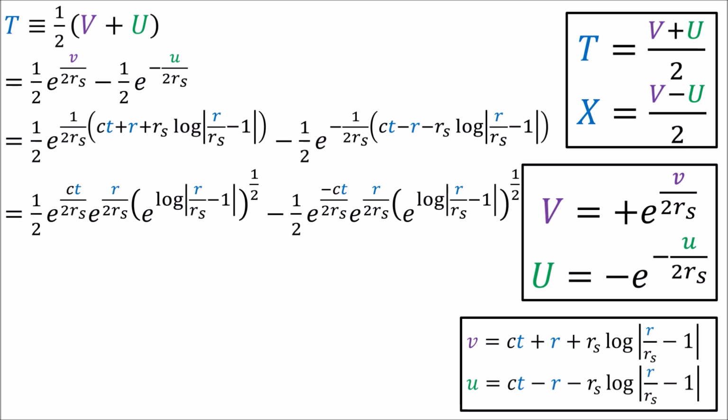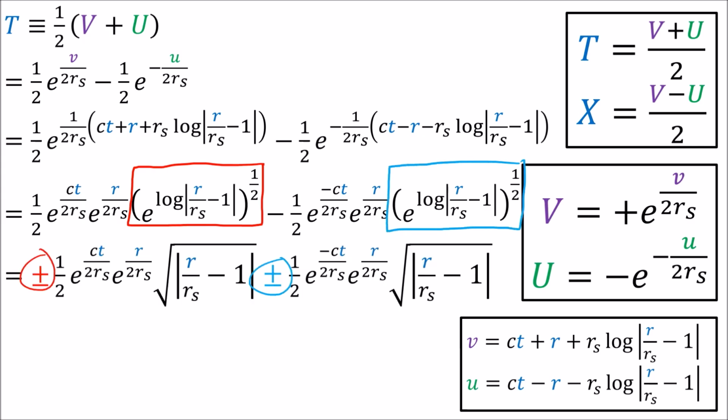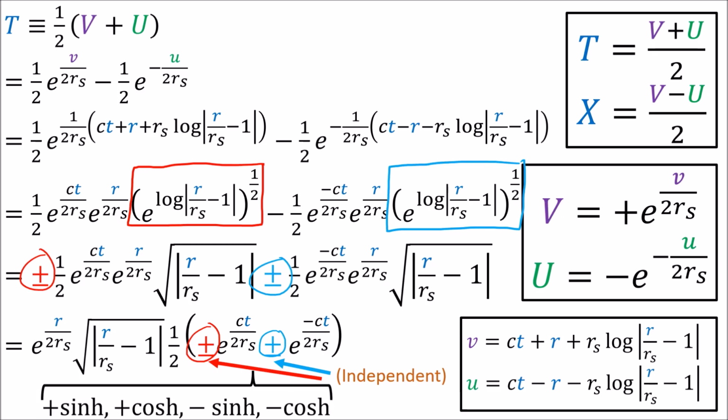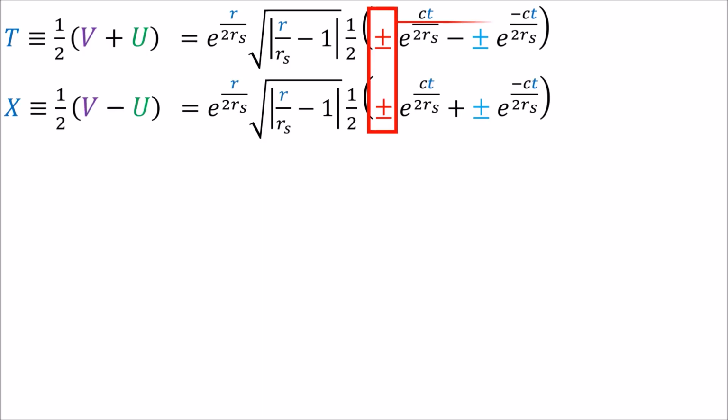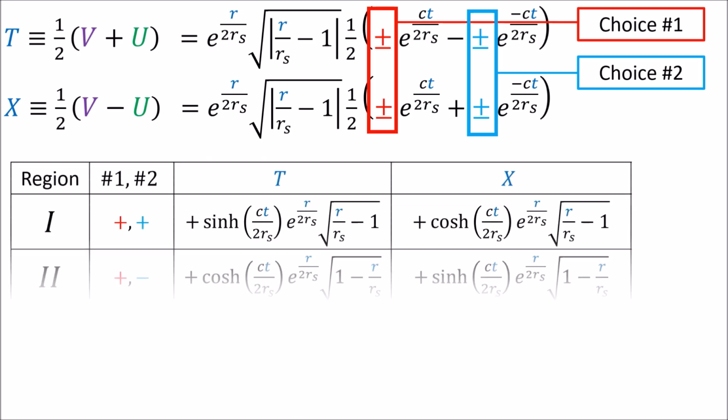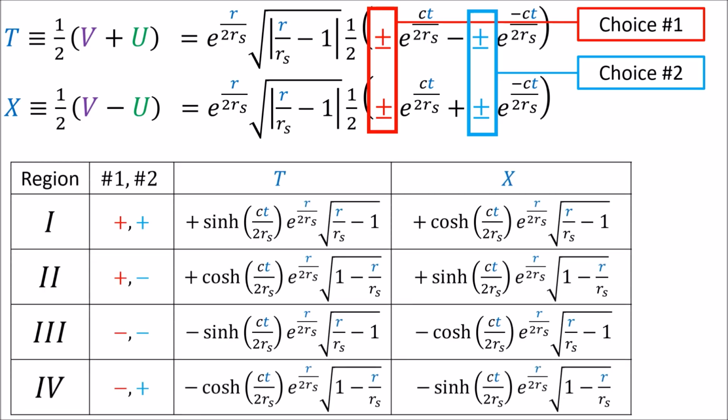So when we're getting a formula for the big T coordinate, these e to the log terms that we take the square root of actually give us two independent plus or minus signs, which means that the final result involves four possible options: plus sinh, plus cosh, minus sinh, and minus cosh. So we have two independent signs that can be chosen to be either positive or negative, and together these create four possible regions of spacetime, with different combinations of plus and minus sinh and cosh.